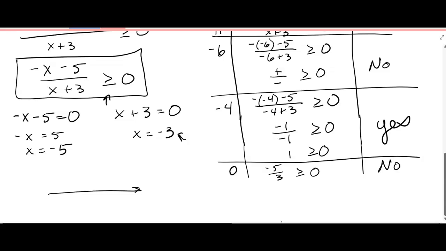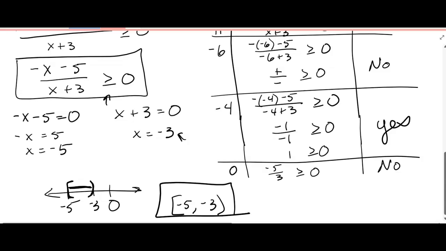Okay, so I'm graphing it. It's off my screen, but I can remember. Here's 0, here's negative 5, here's negative 3. We're including the, oh, shoot, I'm supposed to be graphing it. I'm not doing my little test point thing here. Okay, so I want a square bracket on the -5, but a parenthesis on the -3, and then all the numbers in between. And that's going to be the interval from -5 to -3, square bracket on the -5, parenthesis on the -3. All right, and that is how we do that with the rational inequality.